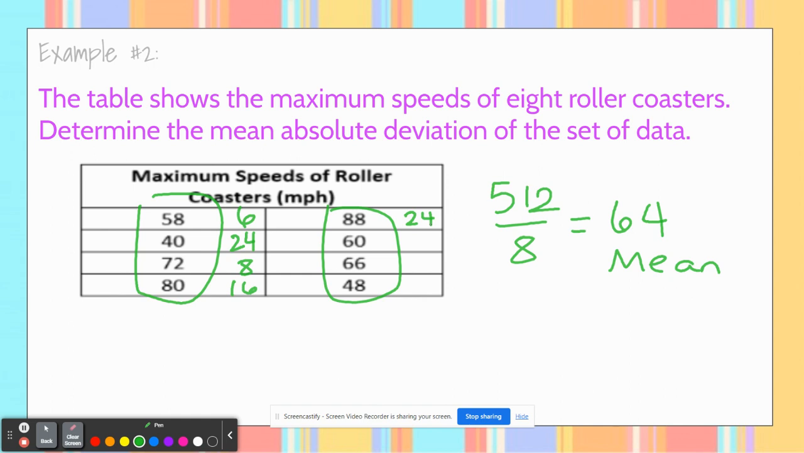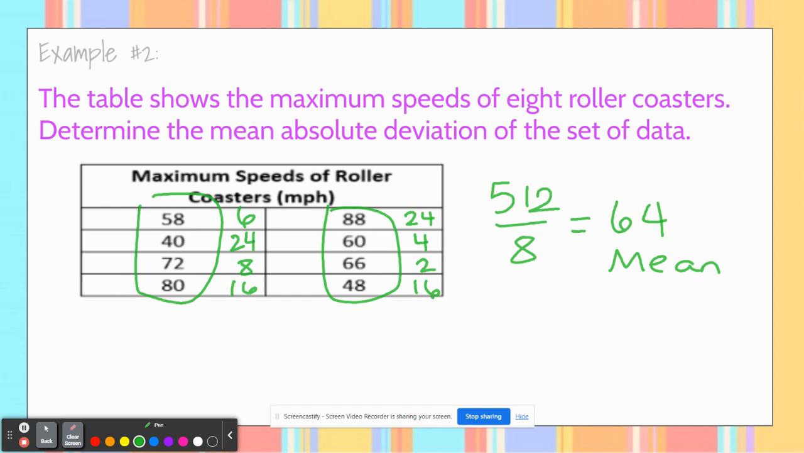And then 60 minus 64 is negative 4. The absolute value of negative 4 is 4. And then 66 minus 64 is 2, the absolute value of which is 2. And 48 minus 64 is negative 16. The absolute value of negative 16 is 16. So those are the distances from the mean. So we found the distances.